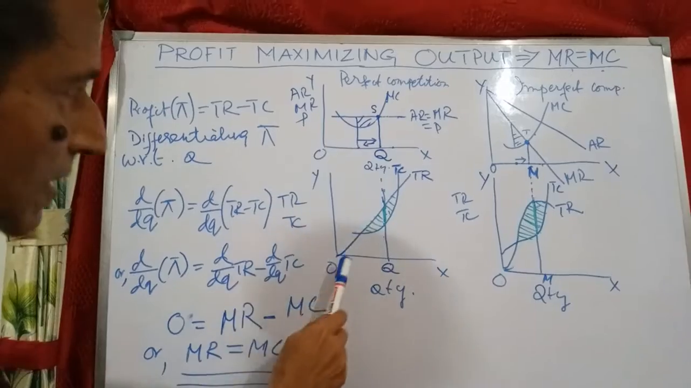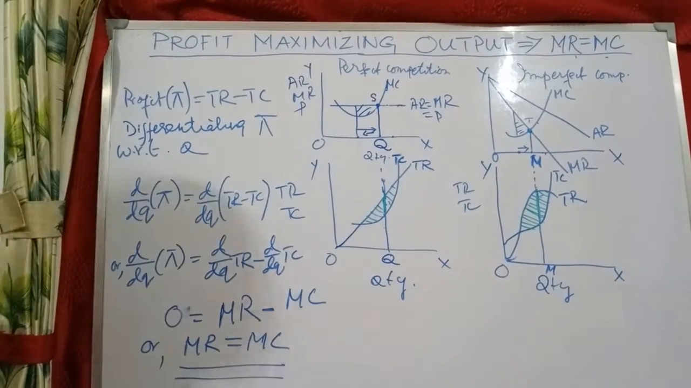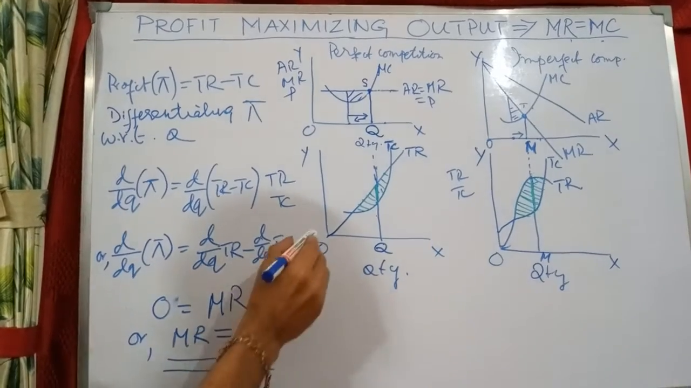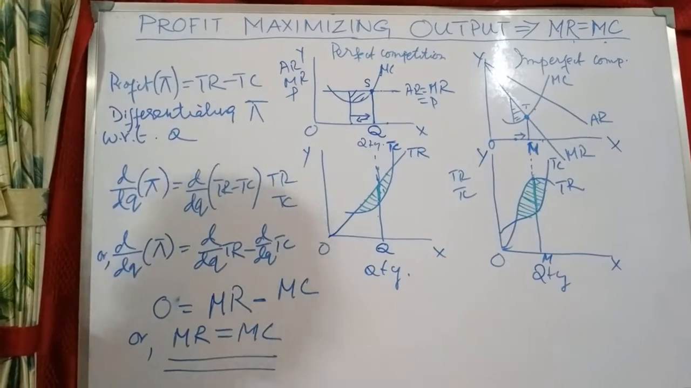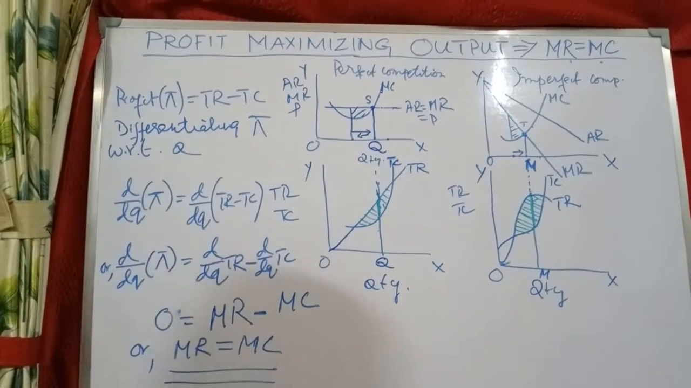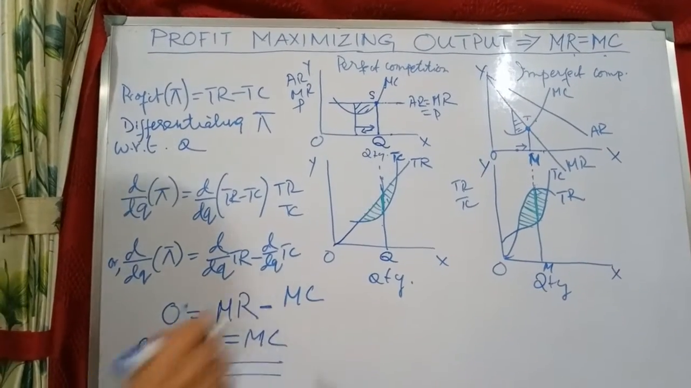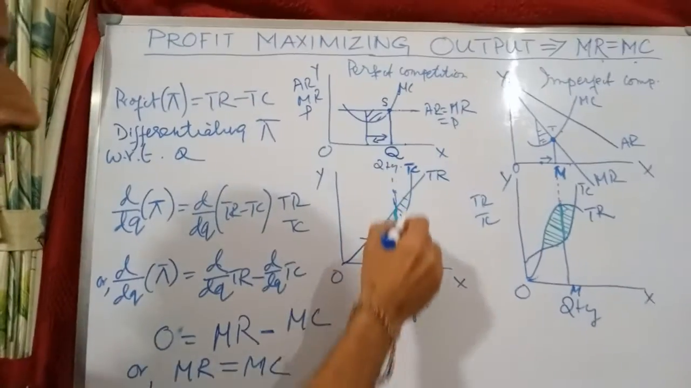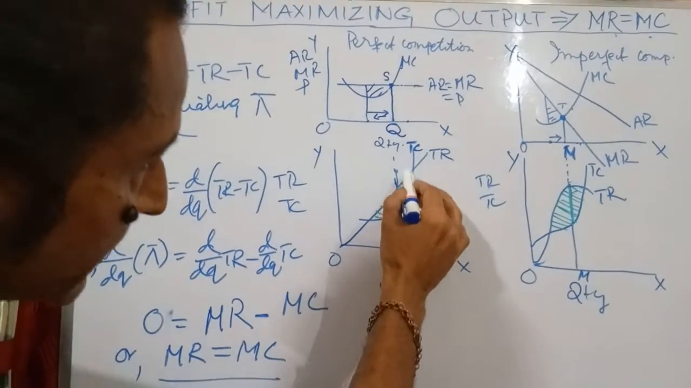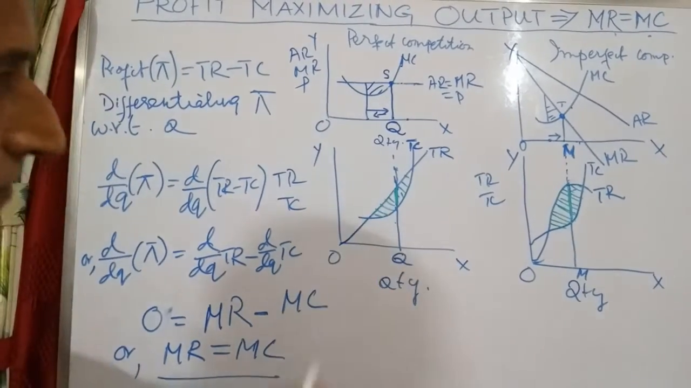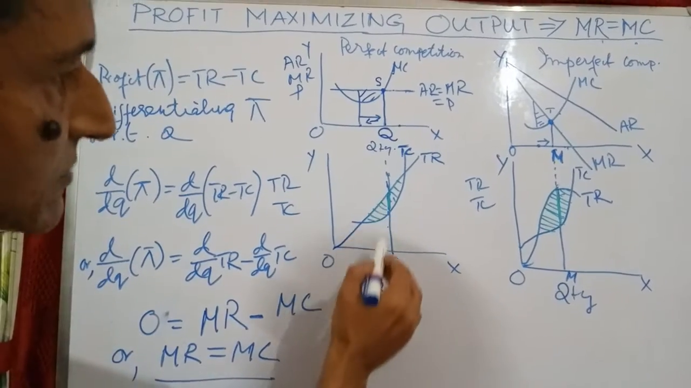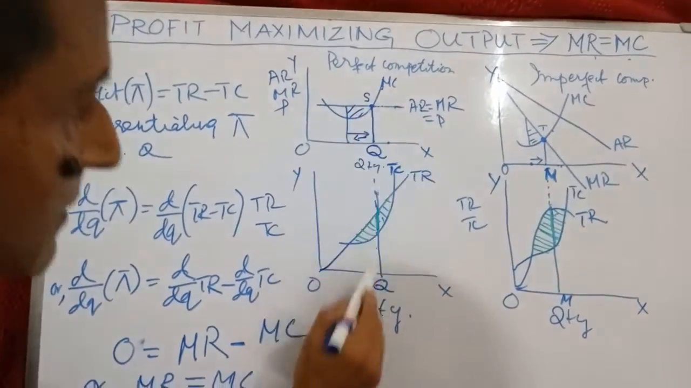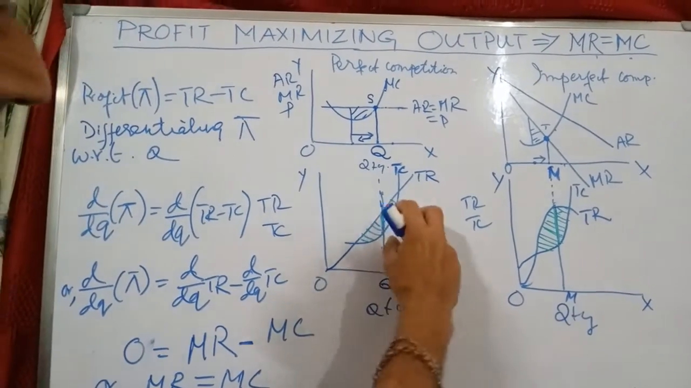Here the curve is upward sloping from the origin, because at zero output total revenue is zero, and since price is fixed, the seller cannot change the price. Here will be an upward straight line, and this is total cost. You see, the green shaded area is the profit region, and the firm is maximizing profit where MC becomes equal to MR, that is at point Q, and this is the maximum profit.